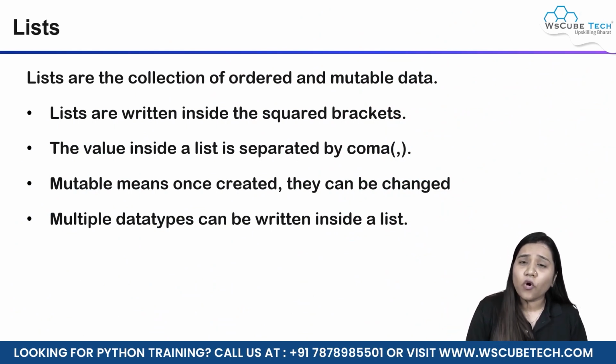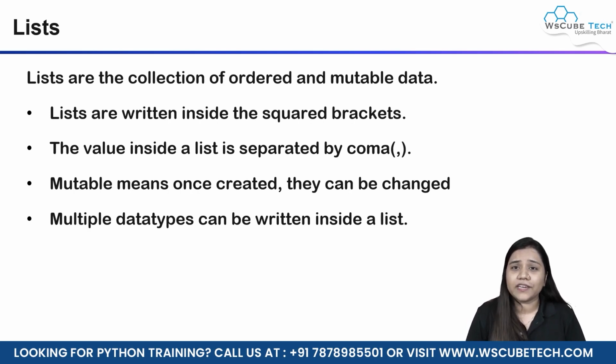Now, what do we mean by ordered and mutable data? Ordered here means that each element inside the list has been numbered and we can access it with the help of its indexes. And mutable here means that once a list is created, it can be changed. Now let's have a look at certain rules that we have to follow to write a list. Our first rule says that lists are written inside square brackets. We will see this rule with the help of an example.